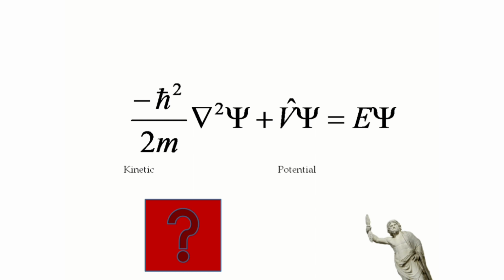The first term is the kinetic energy of the system, second is potential, and the last is total energy. It's just the energy conservation. Kinetic plus potential is equal to total. You can see that potential and total energy is very simple. We just wrote this operator. But why are we writing kinetic energy like this?